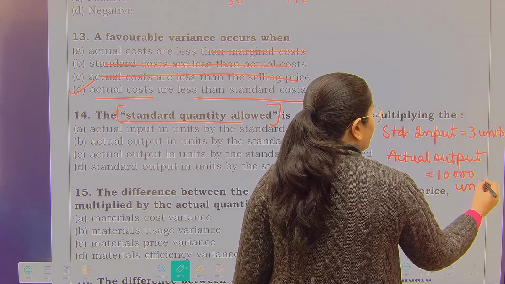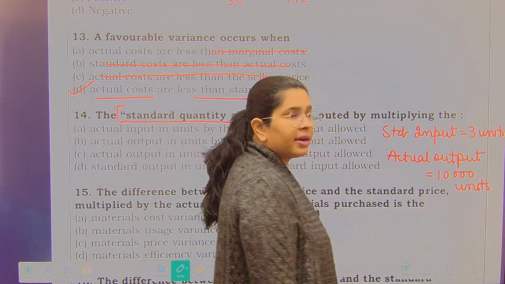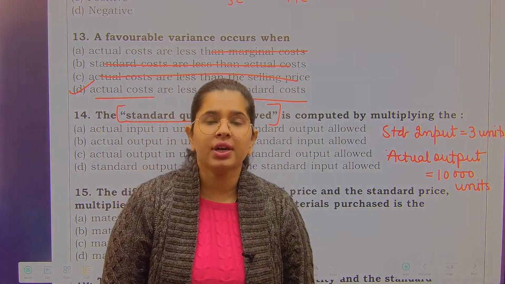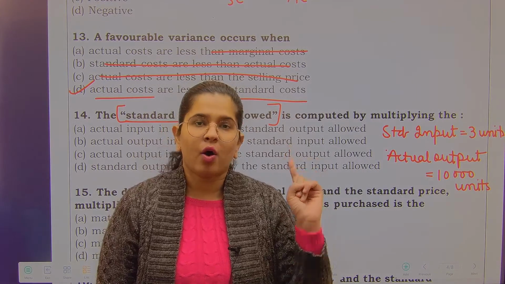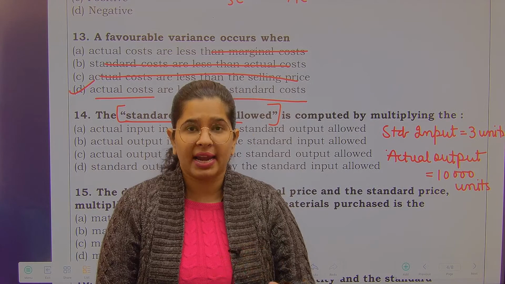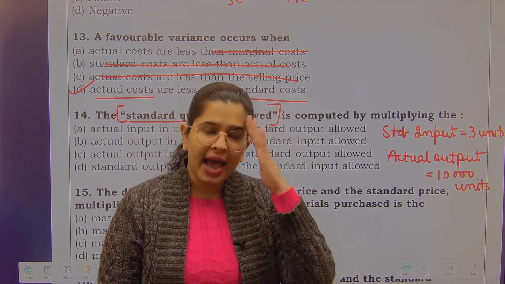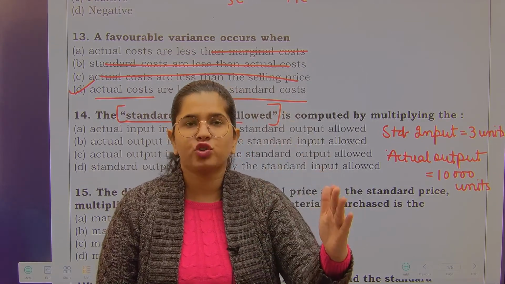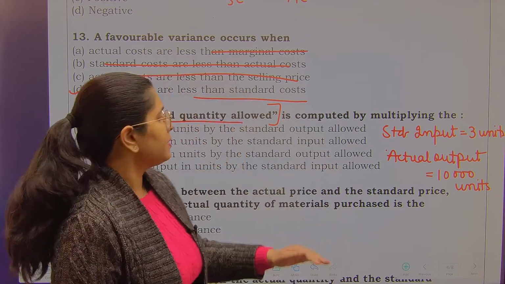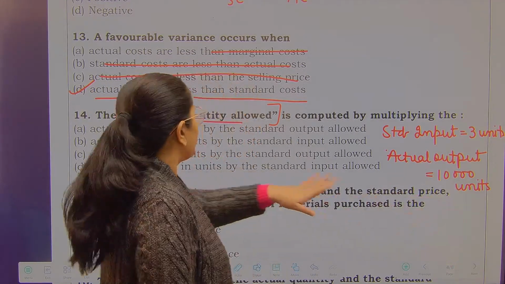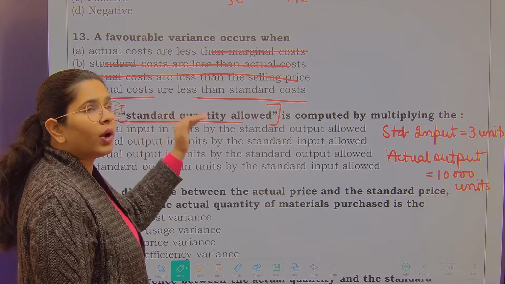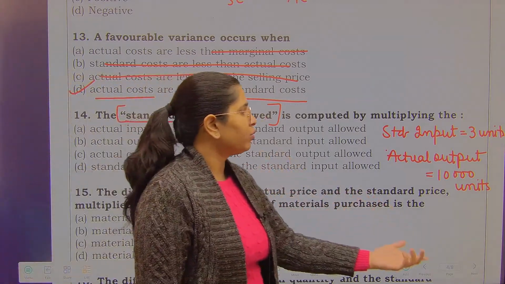I have told you, you will find out standard cost with reference to actual production achieved, right? We already discussed this in the previous question that whenever you want to find out standard cost, you will always have in your mind what is the actual production, what is the actual output I have achieved. So this is my actual output, 10,000 units. Now they are telling me to find out the standard quantity allowed. So how will I do that?